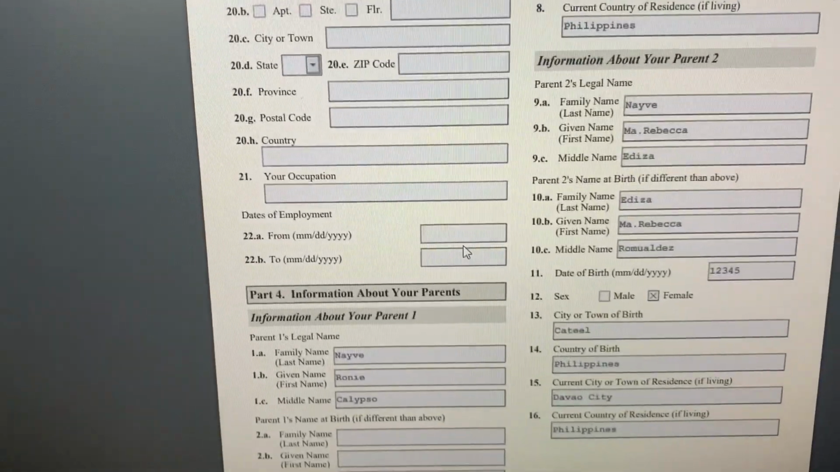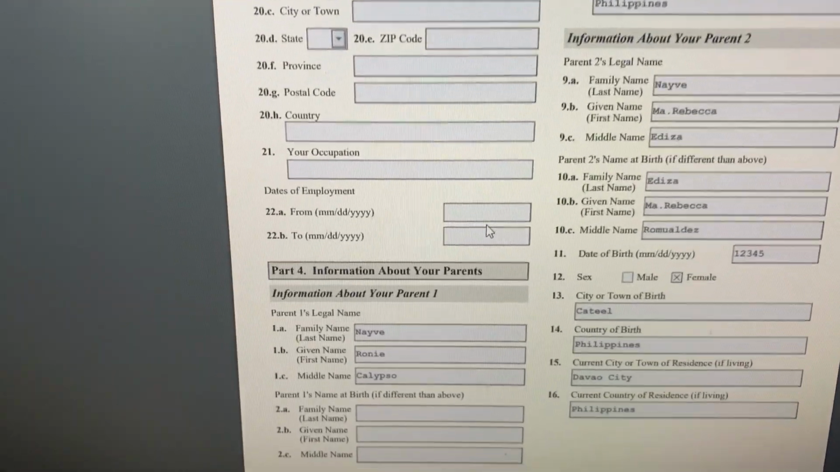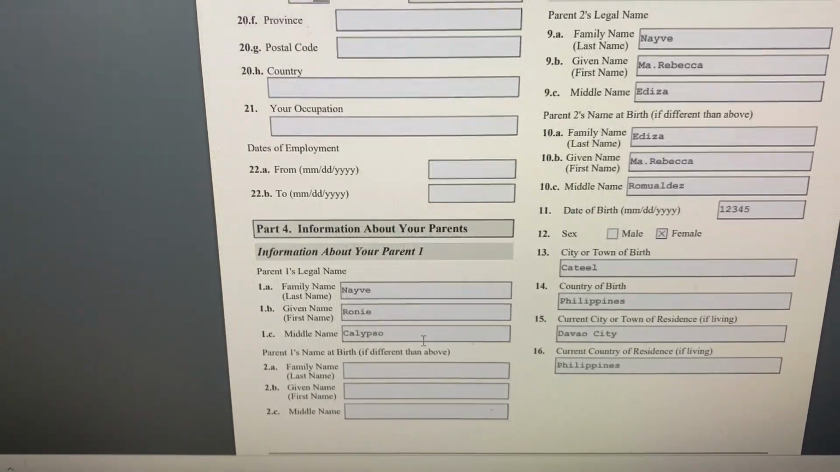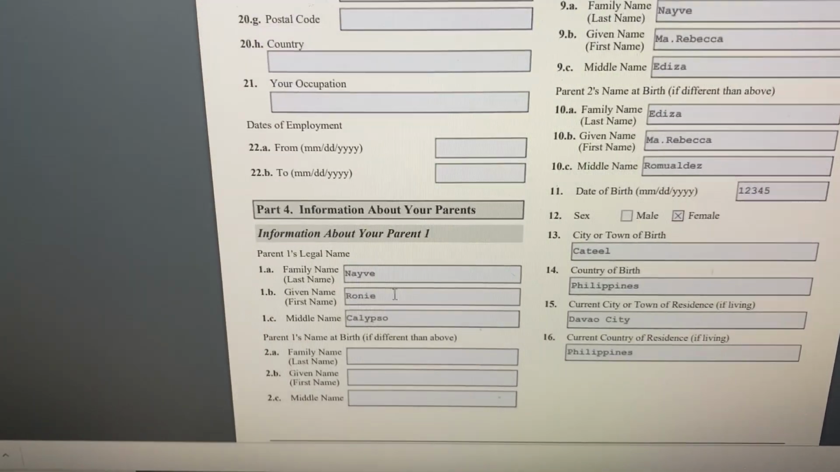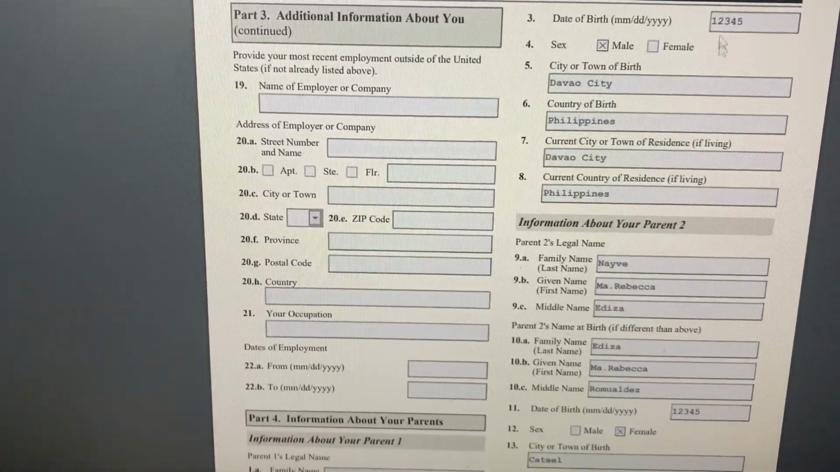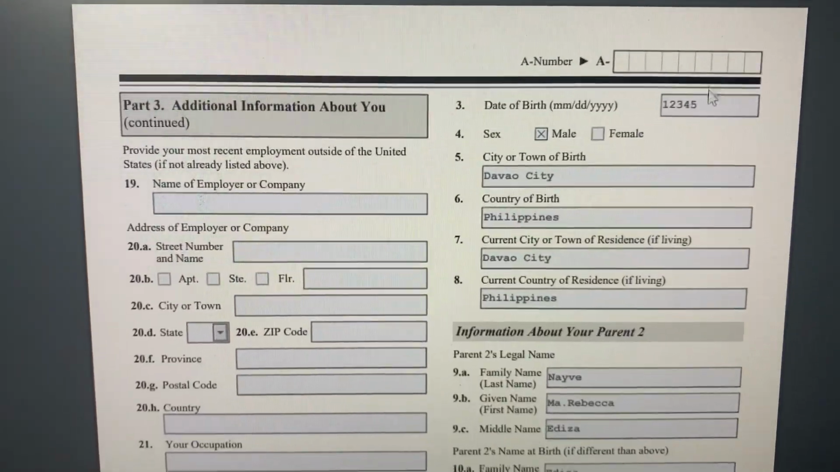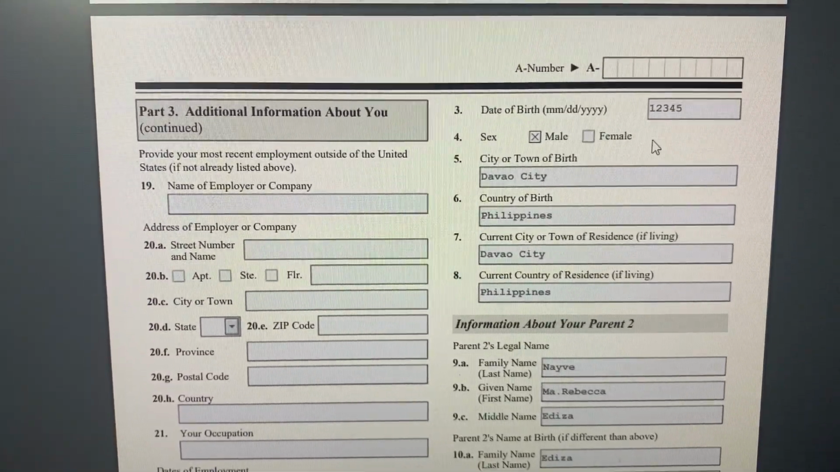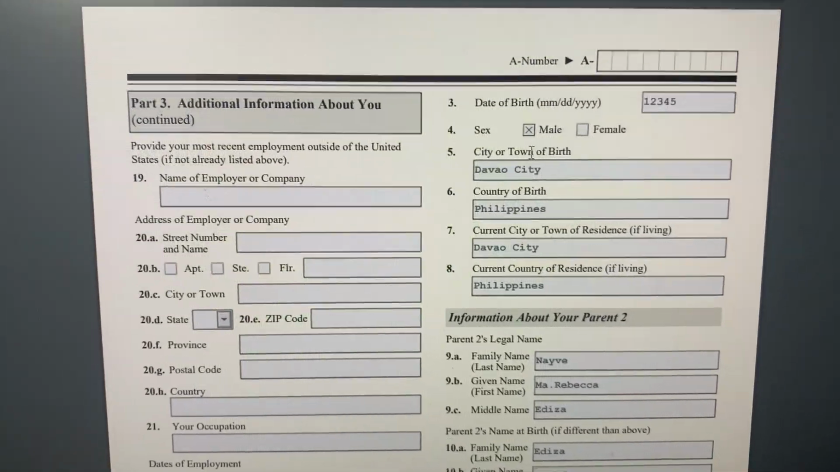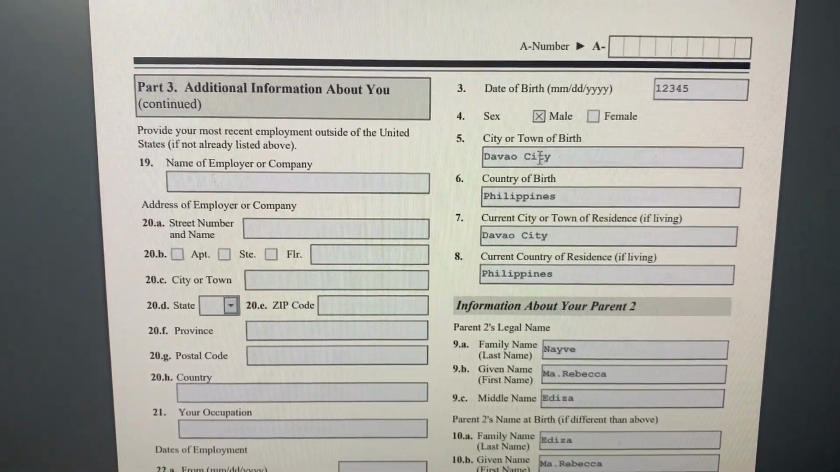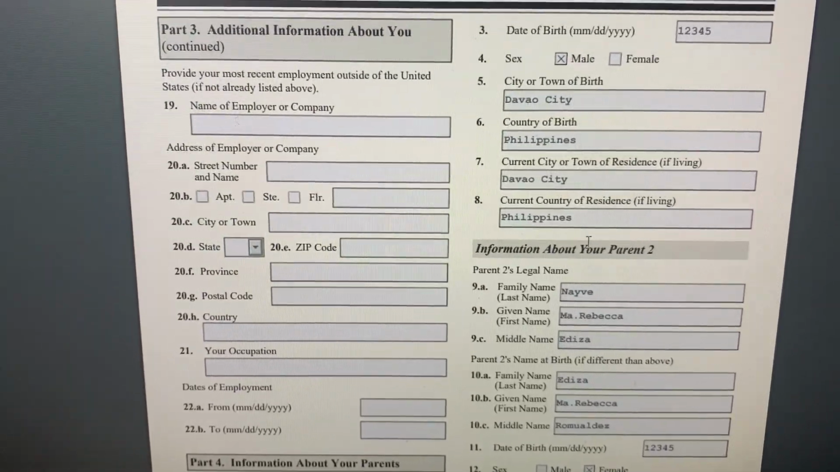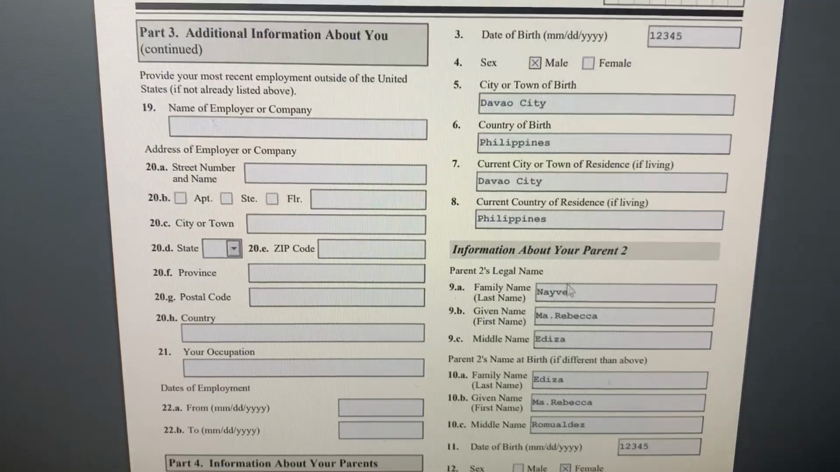I'm really sorry. So part 4, information about your parents. Family name, this is my father, Ronnie Nivy. Middle name Calypso. And his date of birth here. I just put that number because it's private. So this is my dad's address, your father's country. Yeah, he's still living in the Philippines.